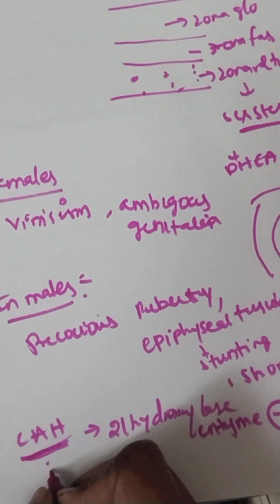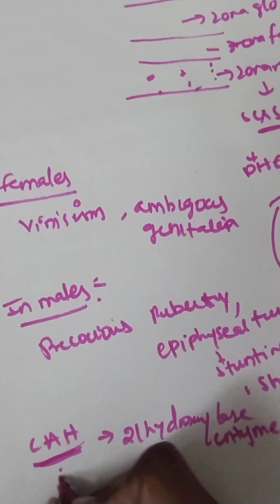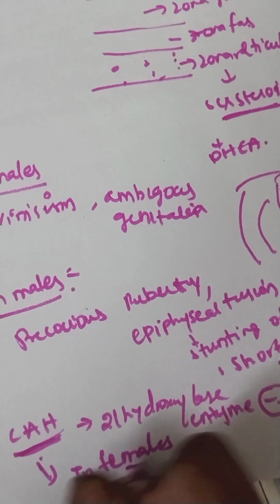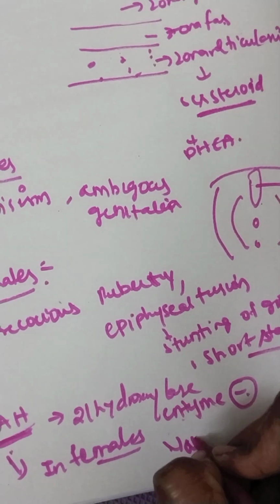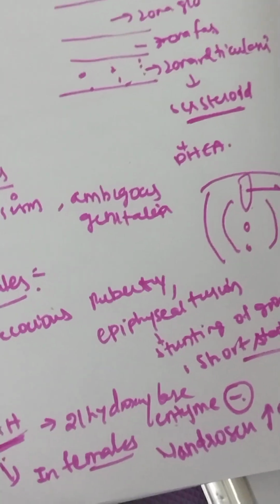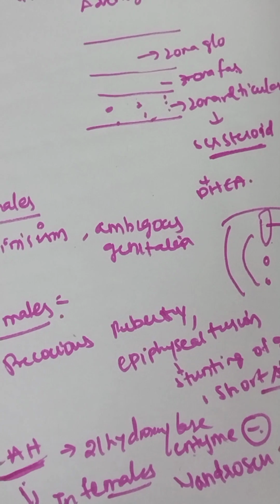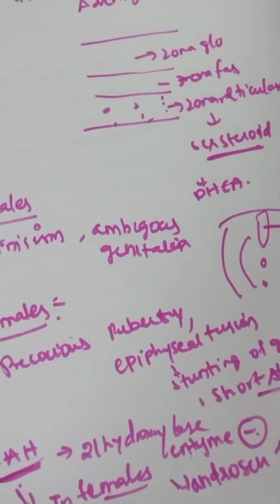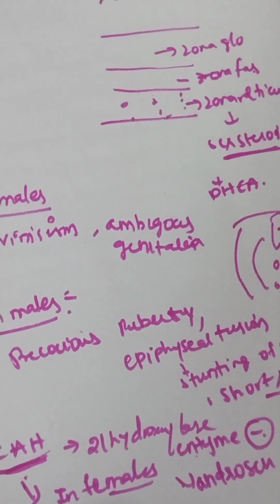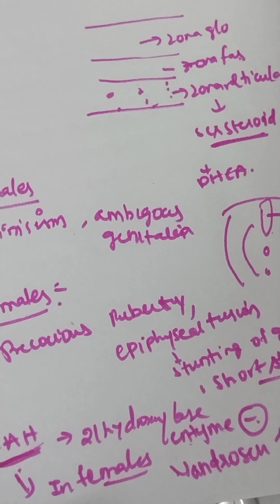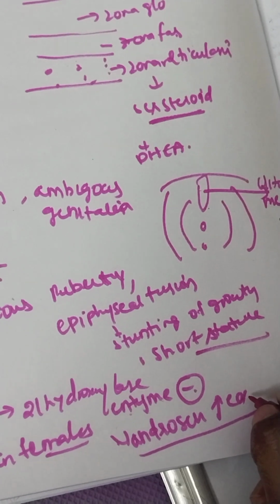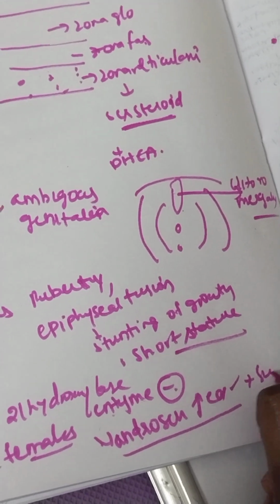There is usually no treatment as such for congenital adrenal hyperplasia except in females. In females, if there is any hyperandrogenism, androgen excess, you will go with treatment. If it is autosomal recessive, you will replace the deficient steroids. And in females, if androgens are increased, then you will go with surgery of the gland.